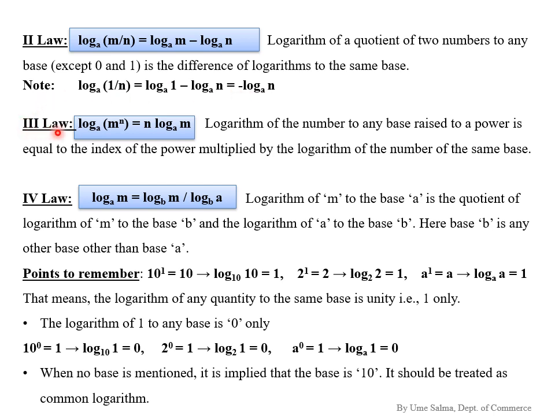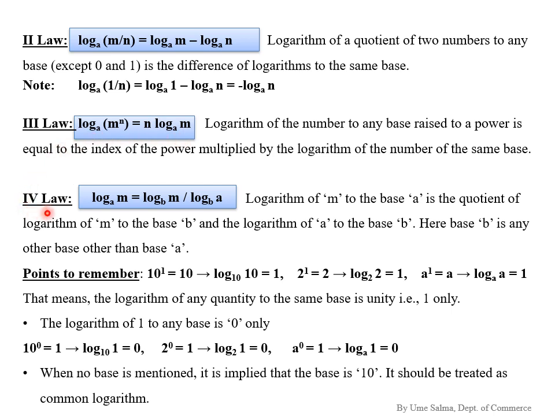Moving on to the third law, that is log m to the power n, here you have one power or index, to the base a, can be written as n log m to the base a. Here whatever the index we are taking, when you are going to convert it into logarithm, you can take this n outside. Instead of writing it as the index, you can use it as a product that can be multiplied with this number. Logarithm of the number to any base raised to a power is equal to the index of the power multiplied by the logarithm of the number of the same base. That means you are going to multiply the power with the logarithm of that number.